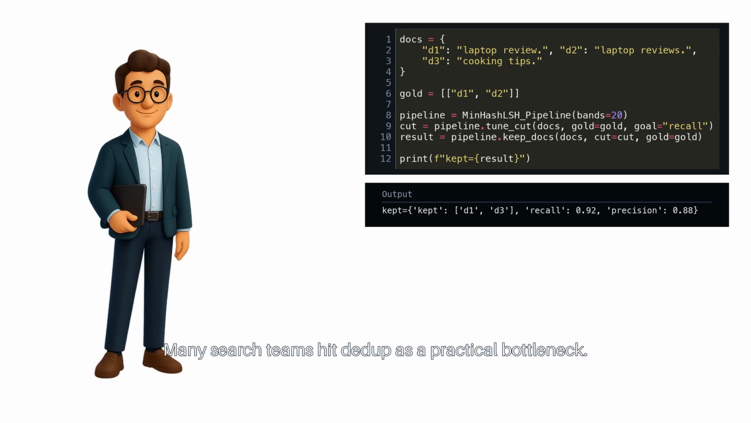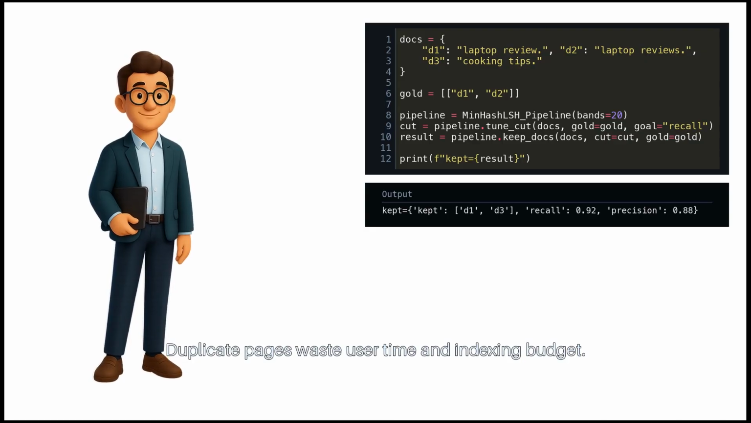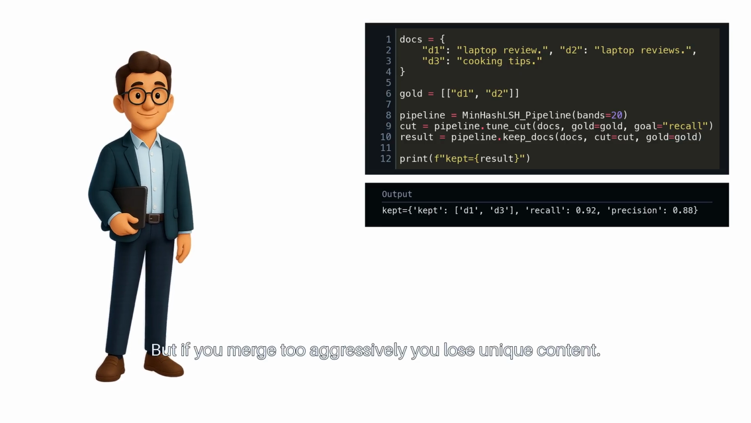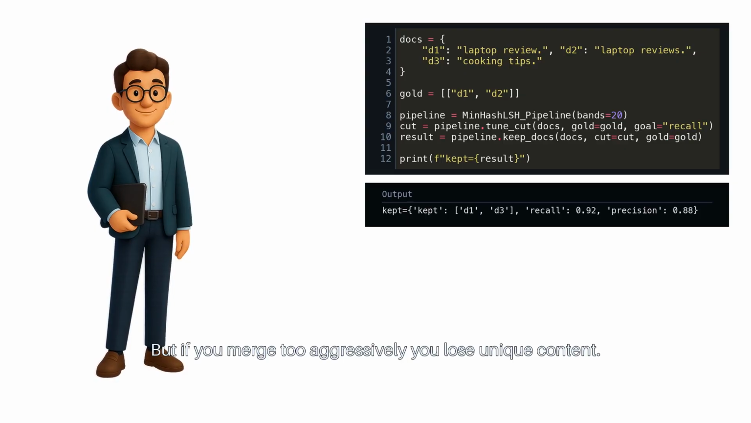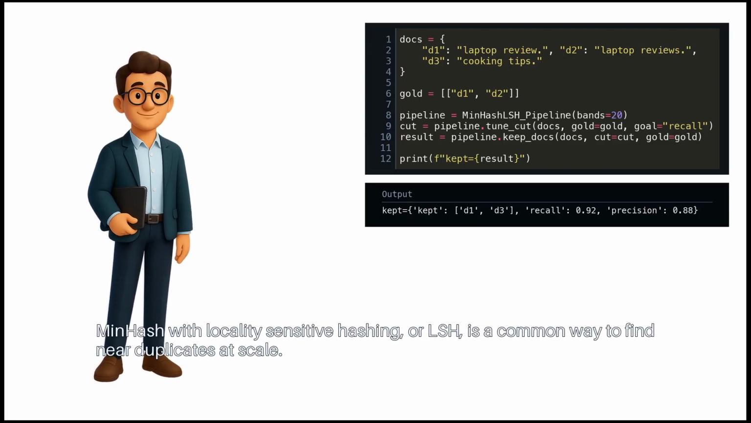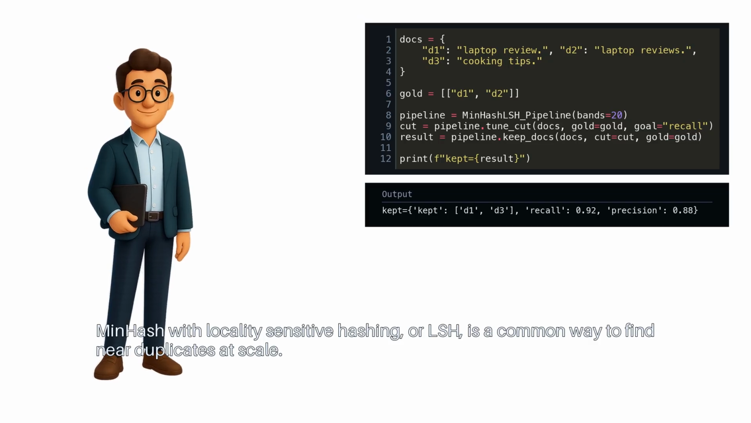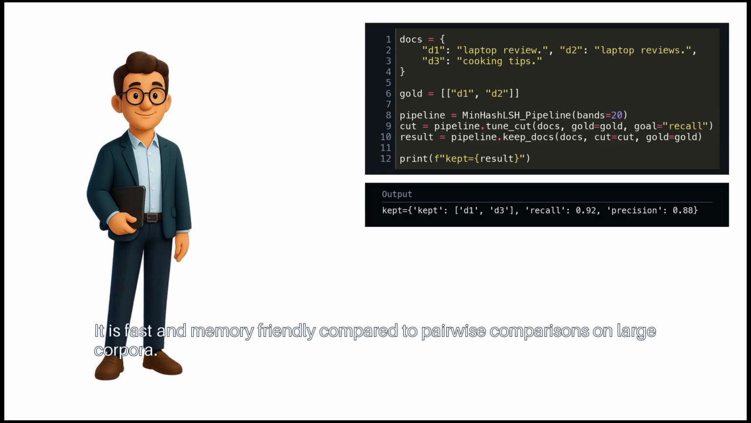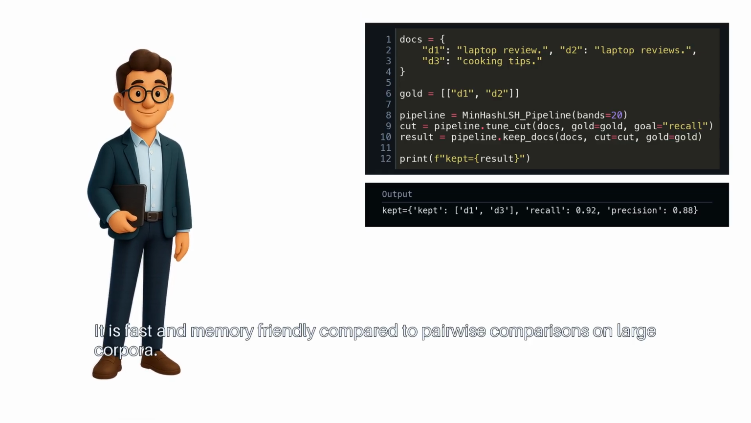Many search teams hit dedup as a practical bottleneck. Duplicate pages waste user time and indexing budget. But if you merge too aggressively, you lose unique content. MinHash with locality-sensitive hashing, or LSH, is a common way to find near duplicates at scale. It is fast and memory-friendly compared to pairwise comparisons on large corpora.